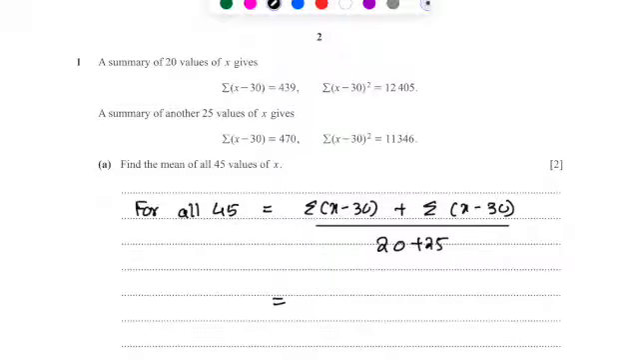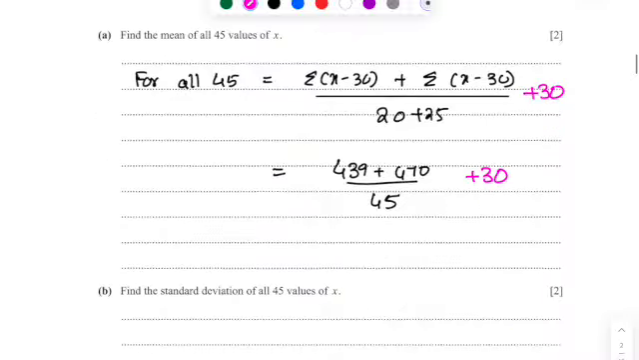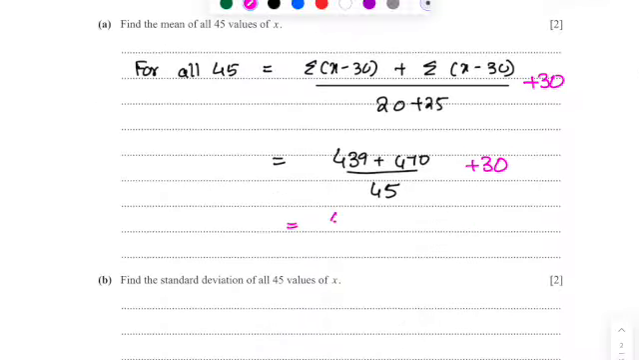Then what am I going to do? This is going to be 439 and this is going to be 470, divided by 45, but this is the coded mean. To get back the original mean, it was minus 30, so add 30 to get back the original mean. When you simplify that, you should be able to get 50.2 as the answer.